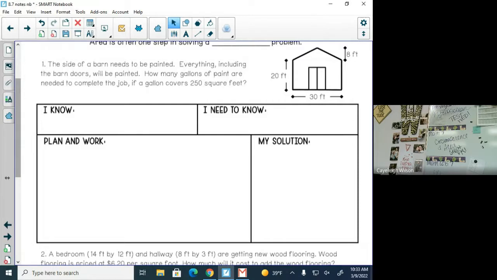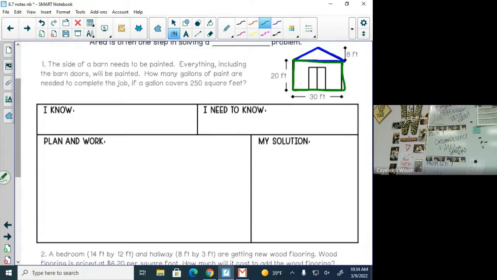Okay, what two shapes are we seeing, Jonathan? A triangle and a rectangle. So looking at my picture up here, I've got a triangle, and I've also got this rectangle. And I know the doors are there, but it says we are painting the doors. So that's okay. We don't have to subtract the doors out because we are painting.